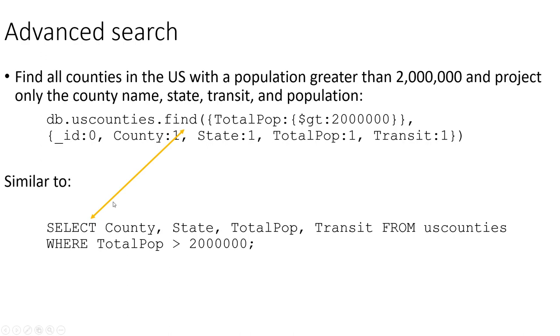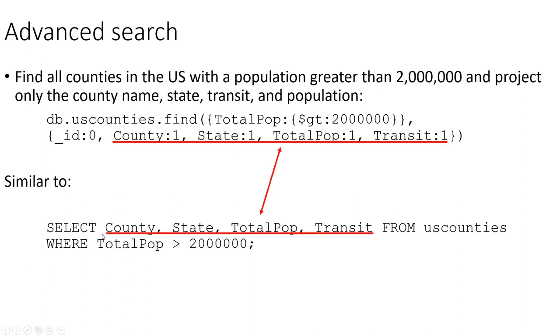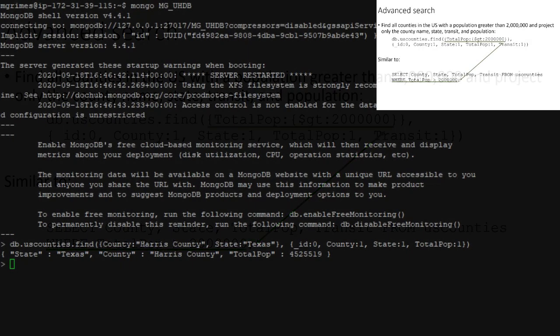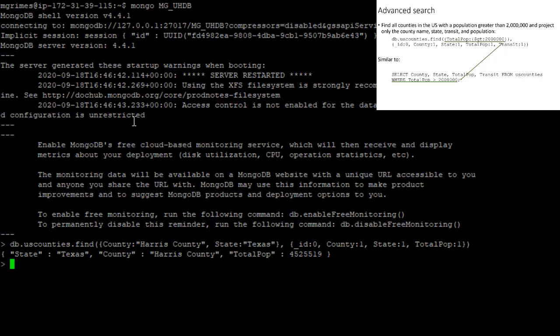When we say select in SQL, that's just like saying find in MongoDB. When we say from US counties, that's like when we specify the collection that we're querying in MongoDB. And then our projection in SQL is the second object that we're passing into our find command in MongoDB. And then our selection criteria in SQL is the first object that we're passing into our MongoDB command. So let's go ahead and take a look at this in MongoDB.